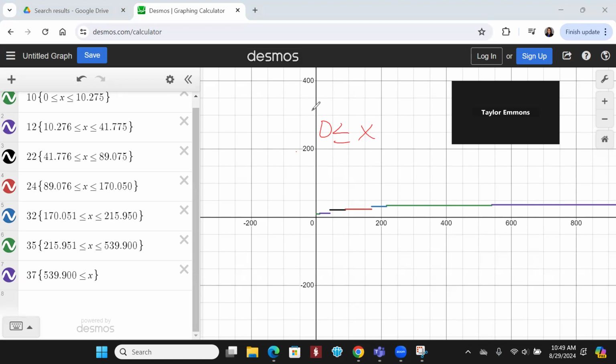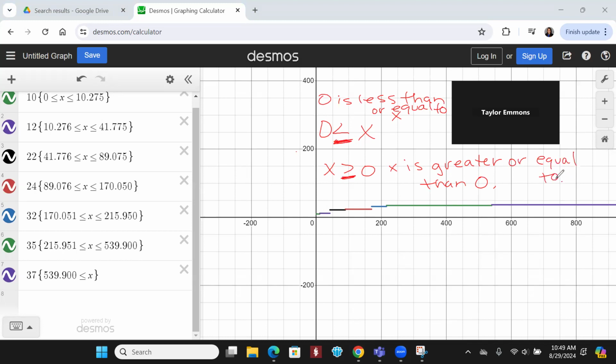Okay, so how we read this is 0 is less than X. Another way we can say this is X is greater than 0. Now with this line underneath here, that means equal to as well. Greater than or equal to 0. If you struggle with that, remember the alligator eats the bigger number. Okay, throwback to 6th grade.